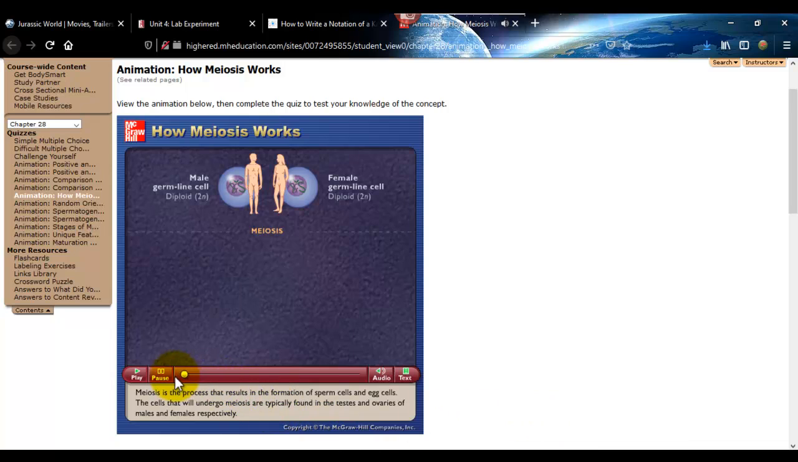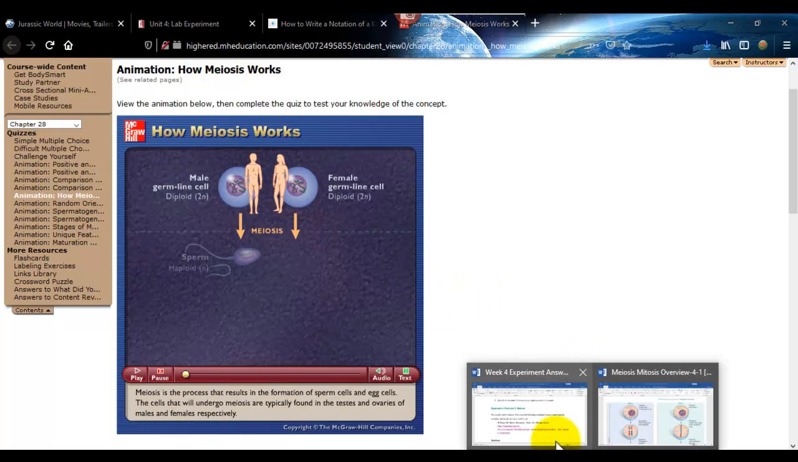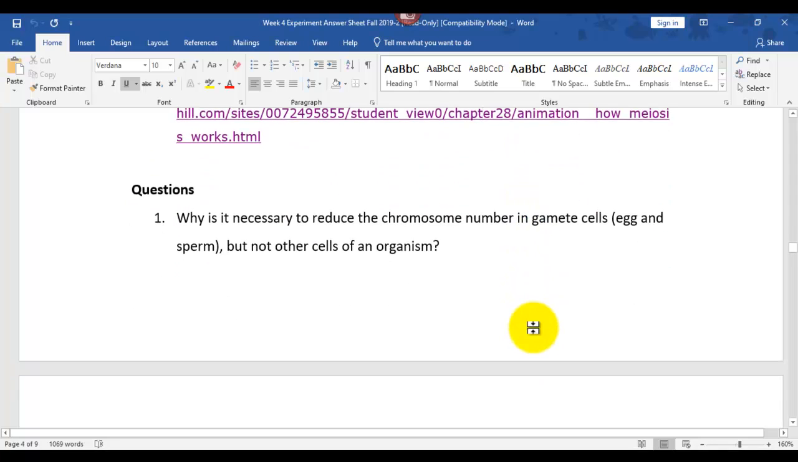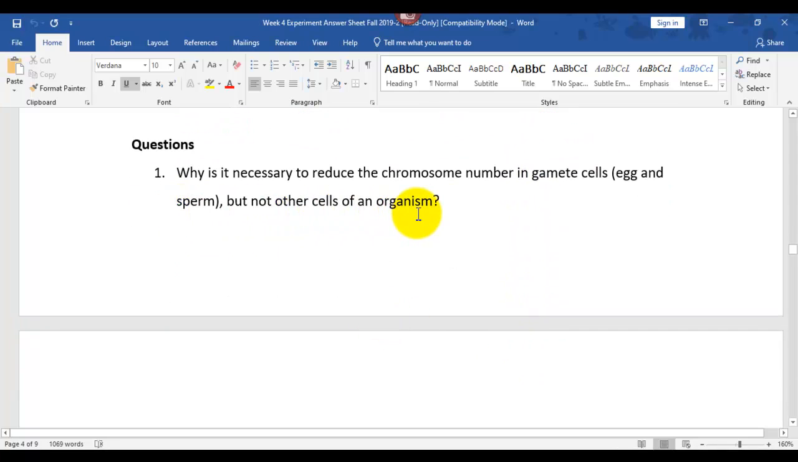Meiosis is the process that results in the formation of sperm. And the video actually does give you the answers to most of these questions. Why is it necessary to reduce the number of chromosome number in gametes? Gametes are sex cells, eggs and sperm. I talked about this as well. You cannot have a 46 chromosome sperm penetrating a 46 chromosome egg. You'd have a different species, so the number has to be cut in half. That's one of the functions of meiosis.